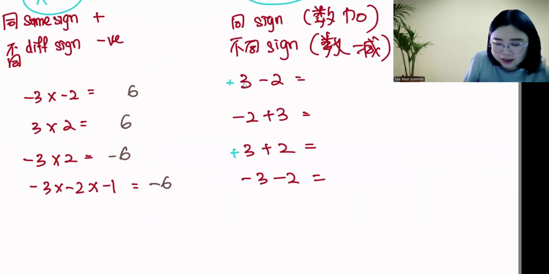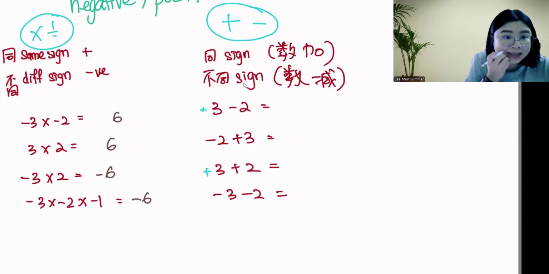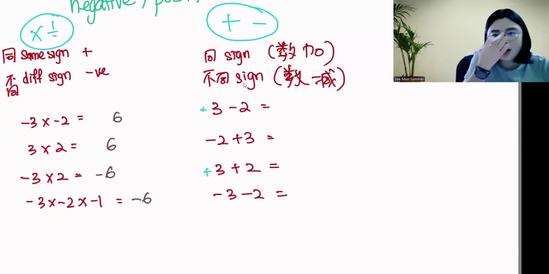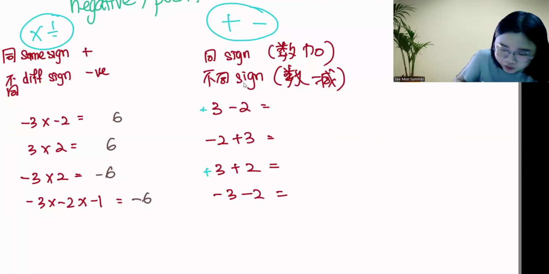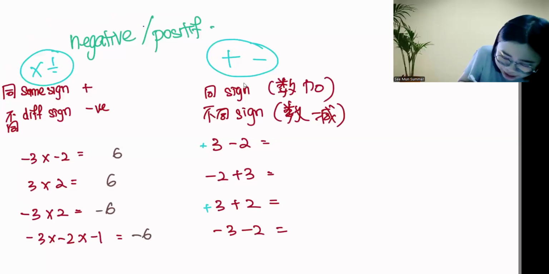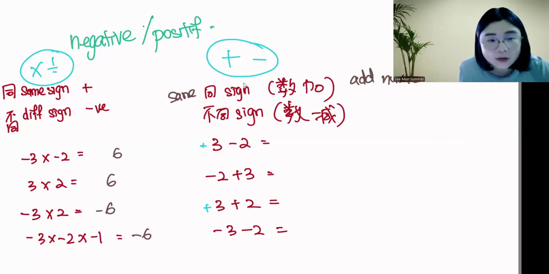Okay? Okay, the most tricky part is the plus and minus sign. So now you have to learn different way already. If same sign, add the numbers. If same sign, add the numbers. Right? Can you write it down?